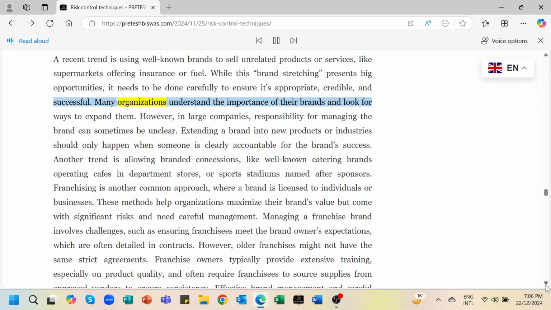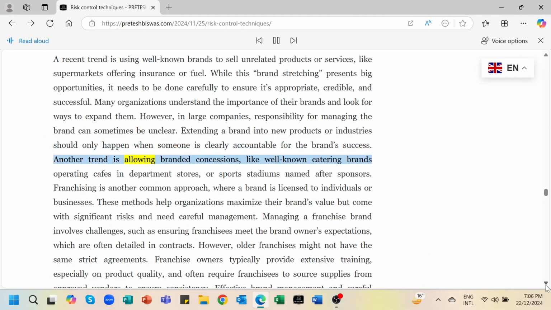Many organizations understand the importance of their brands and look for ways to expand them. However, in large companies, responsibility for managing the brand can sometimes be unclear. Extending a brand into new products or industries should only happen when someone is clearly accountable for the brand's success.